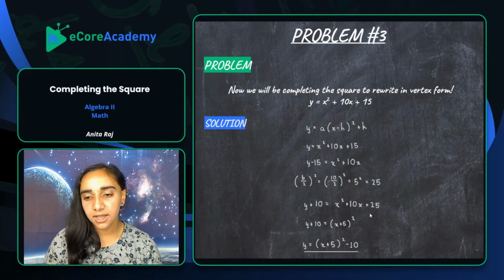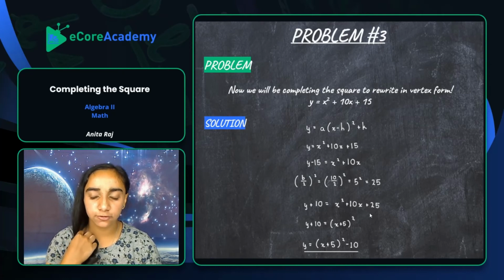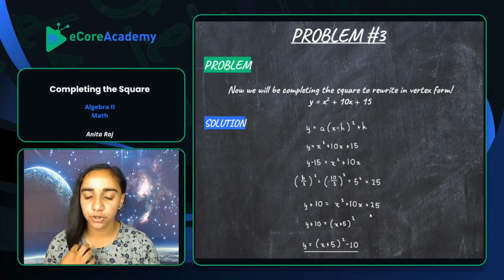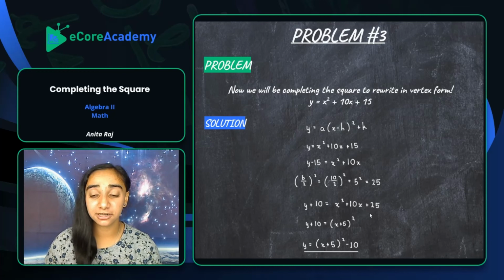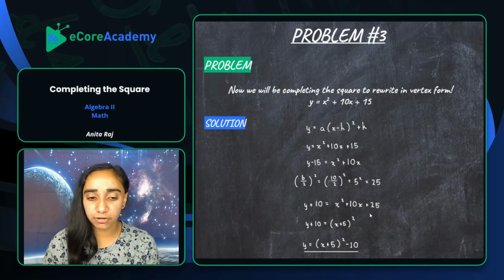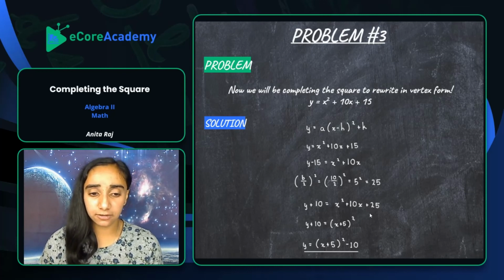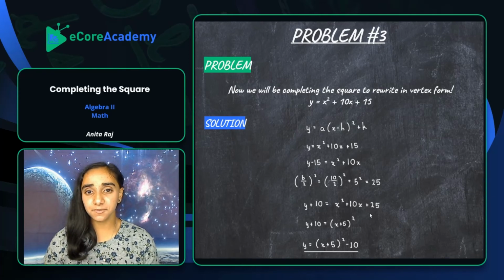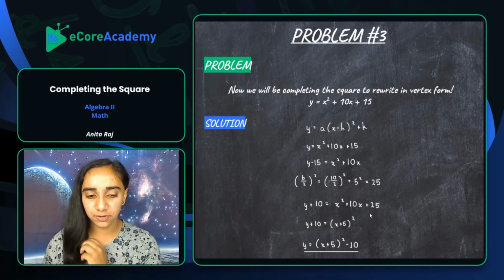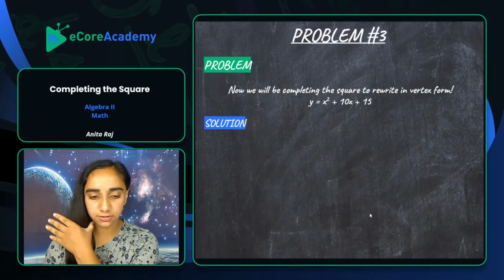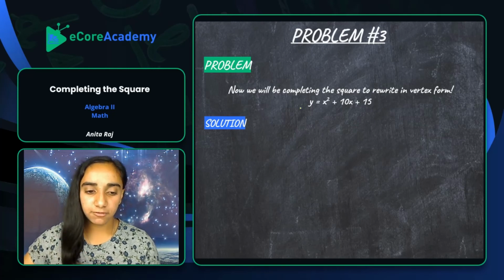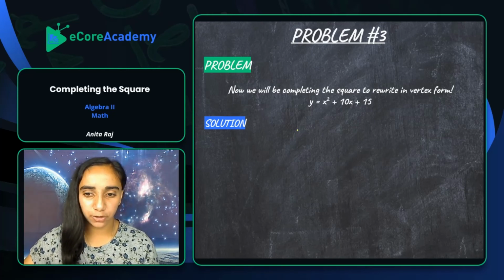So let's see, how can we complete the square to force this to become a perfect square trinomial so we can rewrite it in vertex form? Here's a solution pre-written for you. If you'd like to copy that down, go ahead. Hopefully that was enough time for those of you who wanted to copy it down. So now let me write the solution and work through this with you.